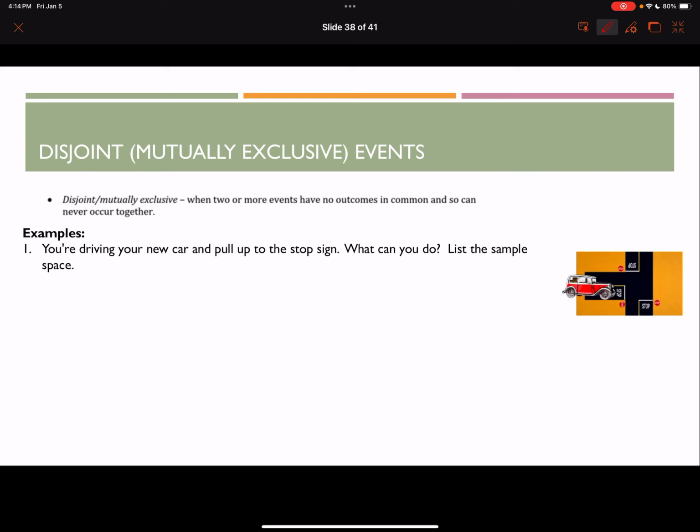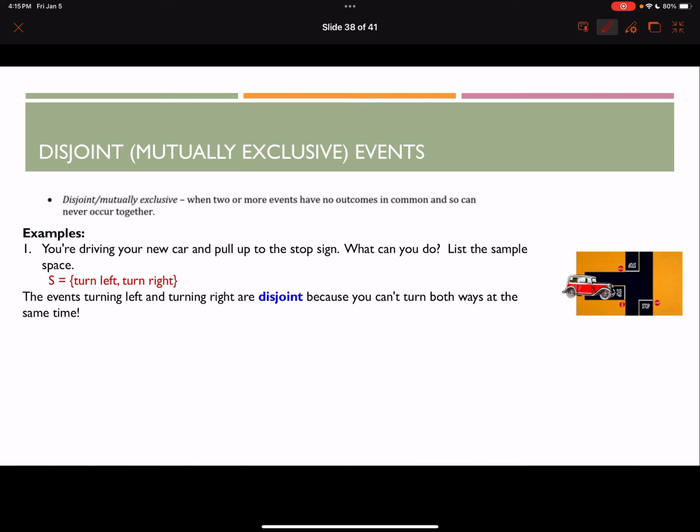Let's look at another example. You're driving your new car and you pull up to the stop sign in this lovely picture here. What could you do? List the sample space. If I pull up to this intersection, I could either turn left or turn right. I can't go straight. So those two events are disjoint, because I can't turn both ways at the same time.